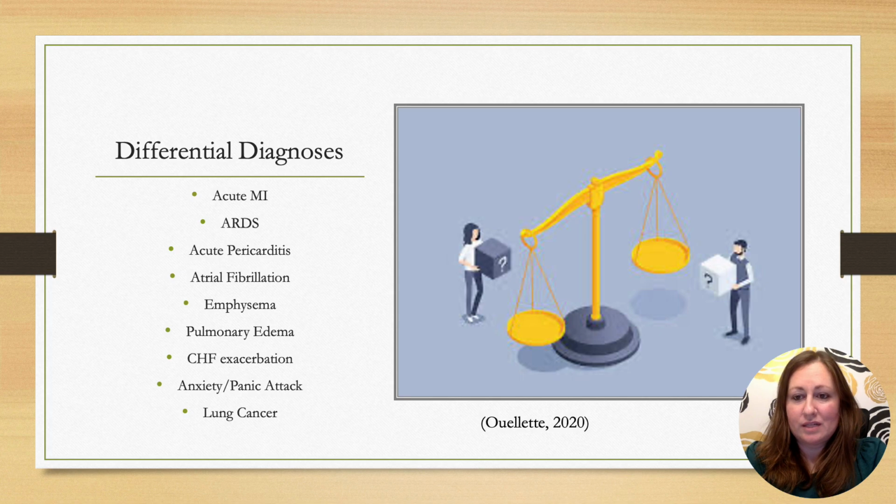When a patient presents with dyspnea, chest pain, cough, and tachypnea, what are some other diagnoses that we should consider? Chest pain and dyspnea could suggest acute MI, acute pericarditis, AFib with RVR, an exacerbation of CHF, and pulmonary edema. Adding tachypnea could be suggestive of anxiety or a panic attack. Cough with dyspnea is seen with lung cancer, emphysema, and ARDS. The most important of these to rule out are the can't-miss diagnoses, which are acute MI and ARDS. PE is also a can't-miss diagnosis. In the next slide, we'll look at how we rule out these diagnoses and rule in pulmonary embolism.